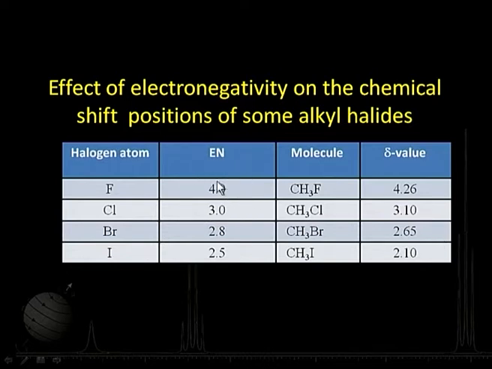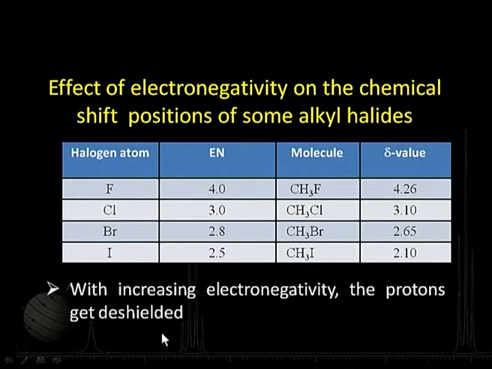So, when the fluorine atom is there, it will pull electrons away from the carbon atom, which in turn will pull electrons away from the hydrogen atom. The proton will go highly downfield, and the delta value will increase. Chlorine will do so to a lesser extent, bromine to a still lesser extent, and so on. So, we find that there is a 1-to-1 correspondence between the electronegativity of the group attached to the carbon atom and the delta value of the proton being measured there. The protons get de-shielded because of the increasing electronegativity of the group attached to the carbon atom.